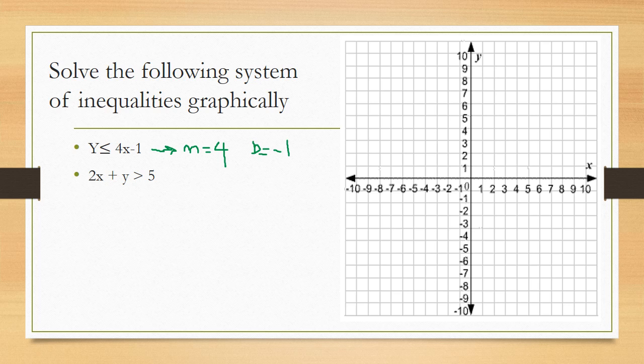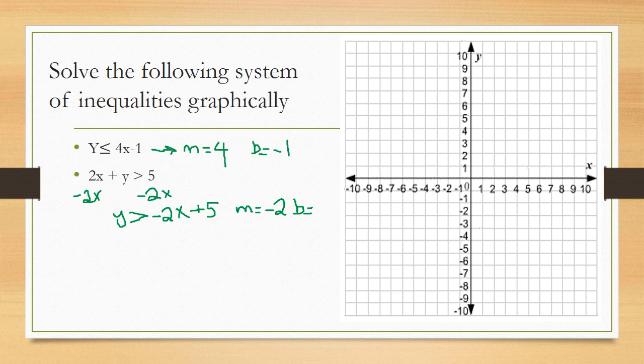If we look at the second inequality, it's not in slope-intercept form, it's in standard form. For that reason, I'm going to change the standard form to slope-intercept form by taking away 2x from both sides to have y by itself. I'm going to end up with y greater than -2x plus 5. Now, looking at this inequality, the slope is -2 and the y-intercept is 5.